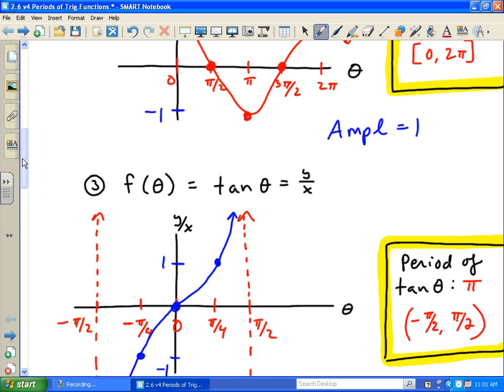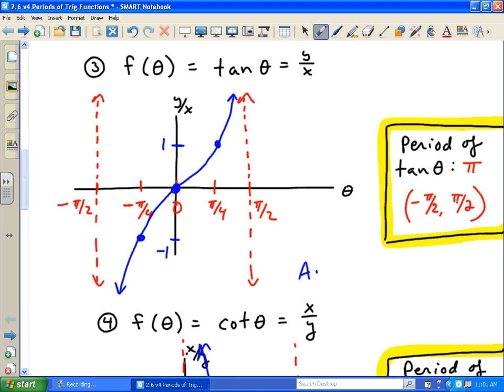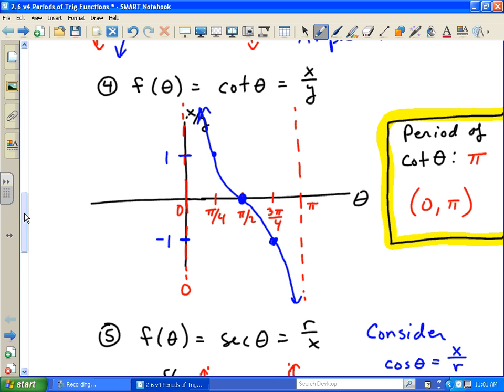Okay, tangent. What's the amplitude of tangent? Technically, I have no amplitude because I go up and down infinitely. The same thing for cotangent. Amplitude, you have none.